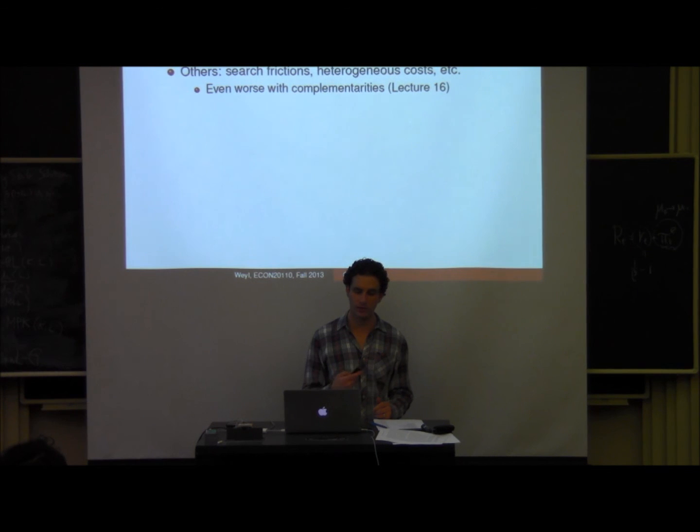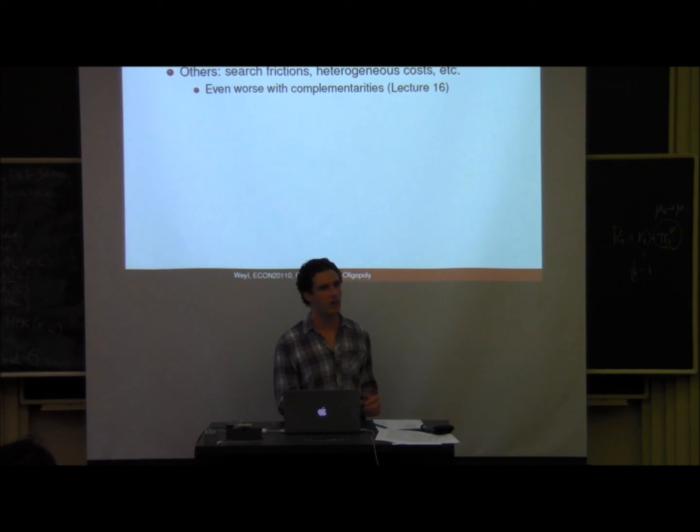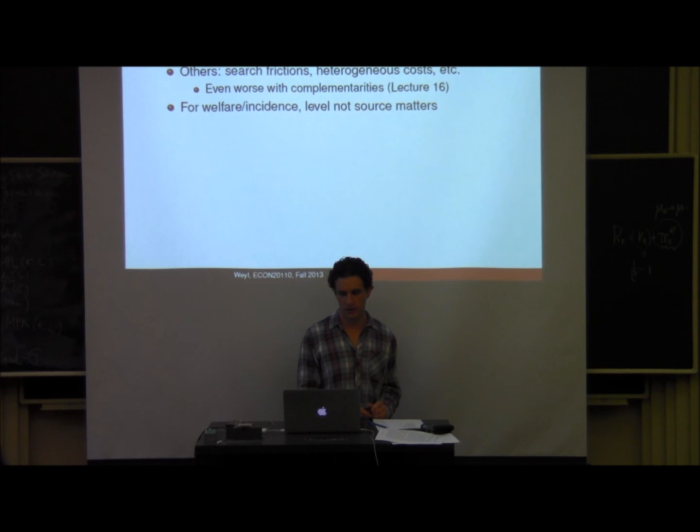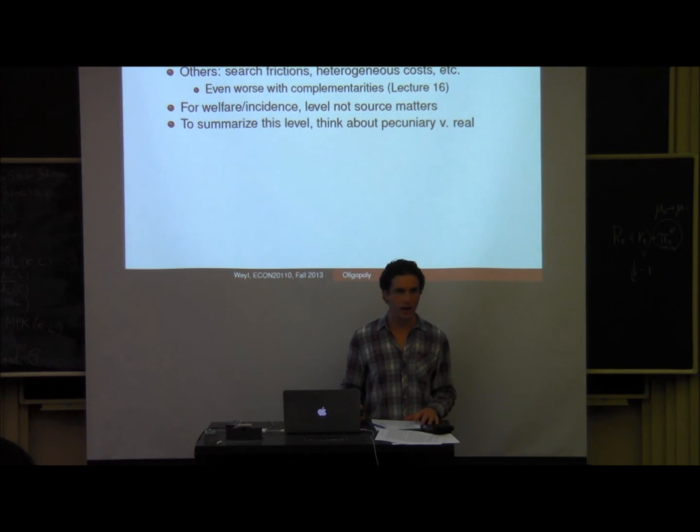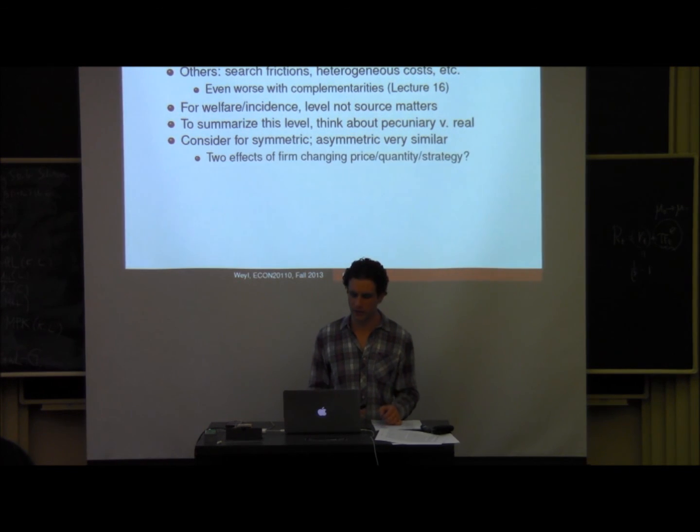And market power can be particularly severe if there are complementarities between monopolized products, as we'll talk about in lecture 16. But for welfare and incidence, it's going to be the level rather than the particular source of market power that is going to be important. And a way to summarize the degree of market power is the degree to which pecuniary versus real effects are internalized. So let's consider this in the case of symmetric firms.